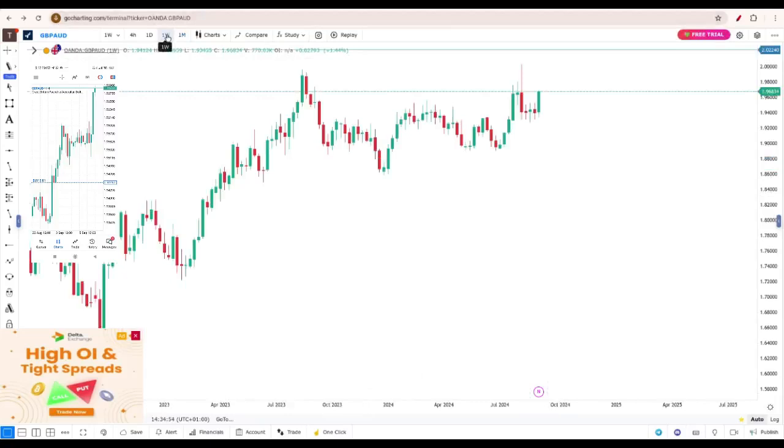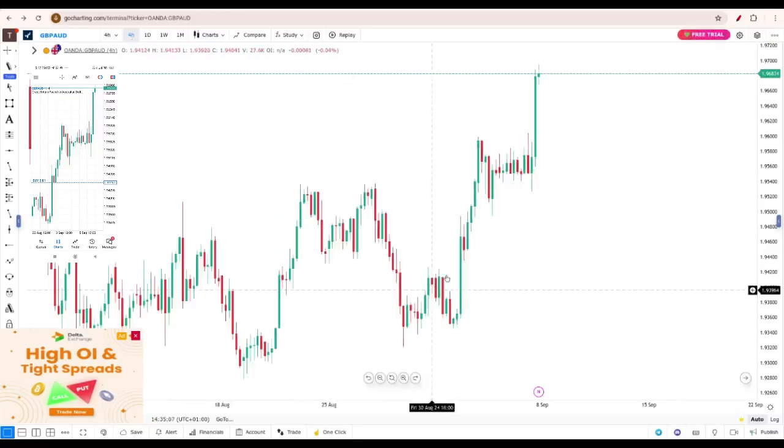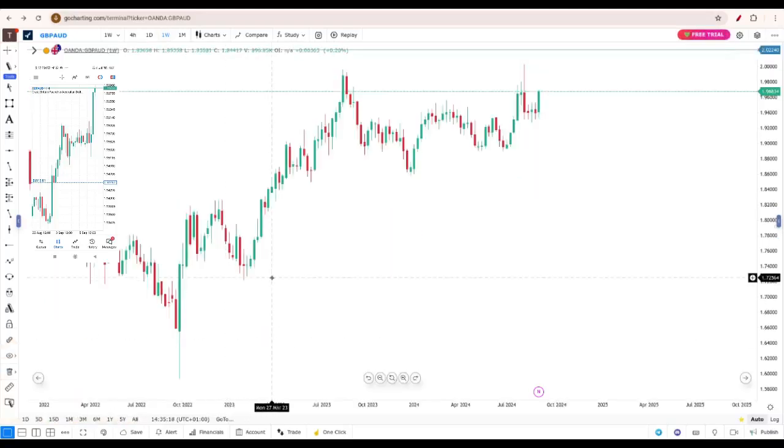Let me go to the weekly time frame, go to the daily time frame. So to tell you guys, I entered on a 4-hour time frame. I'll show you the exact place I entered the trade. I entered here, exactly this point here. But let me take you to what I saw and how I approached the market, what exactly I was looking at before I entered the trade.